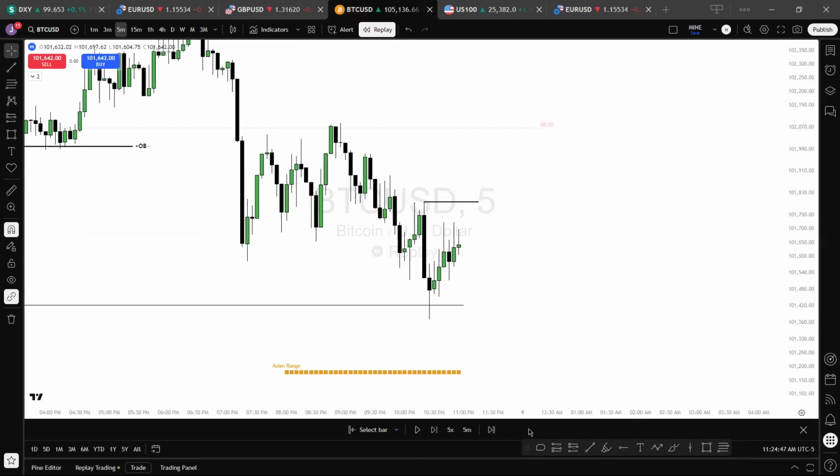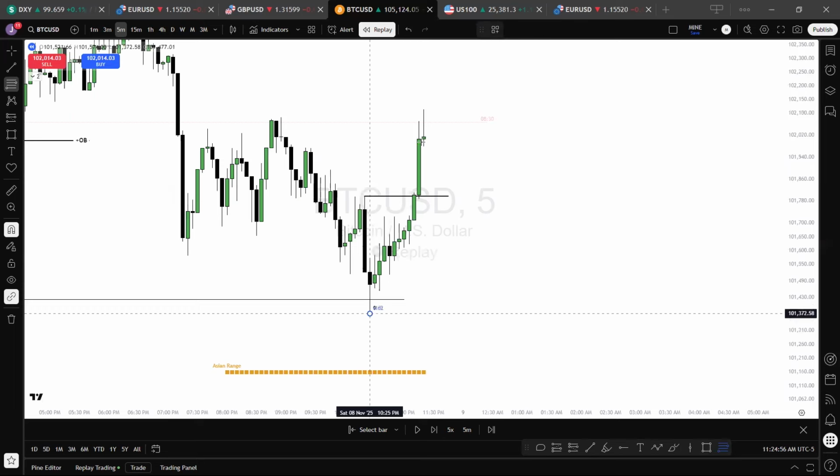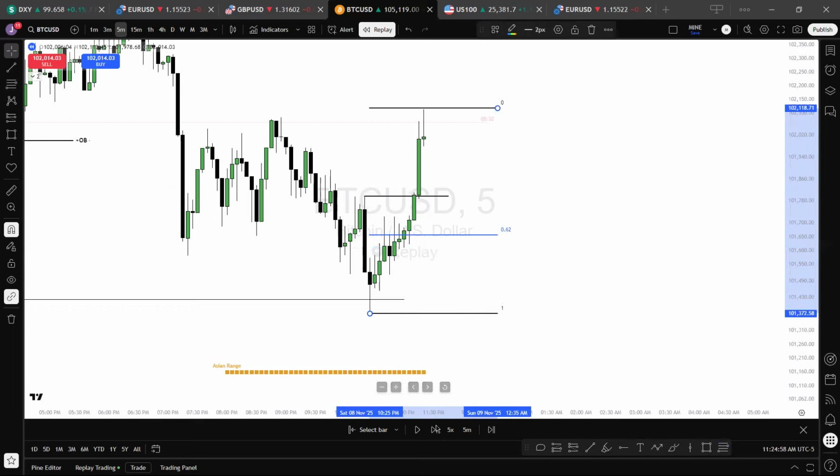So waiting for this high to be broken. Once this high is broken, we have a market shift. Good, we have a market shift now. So what we do is we want to draw our Fibonacci from here to this point and then keep playing price.